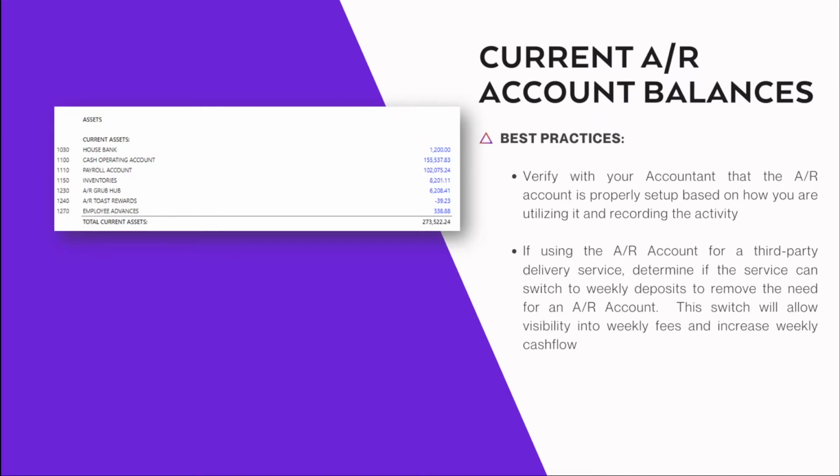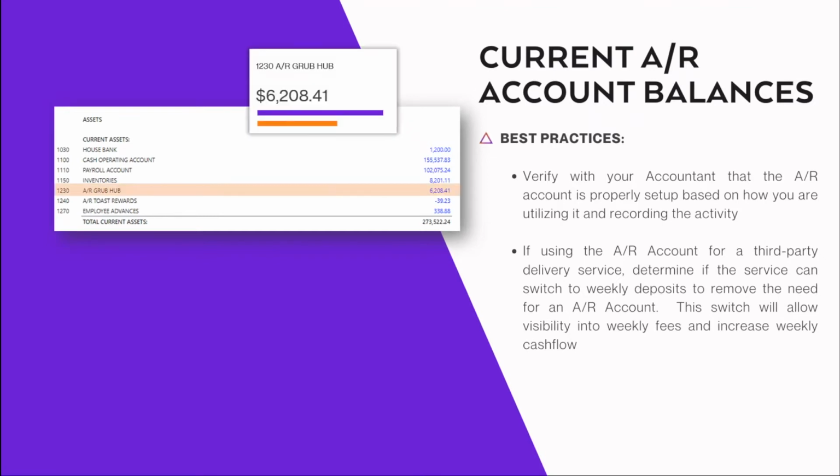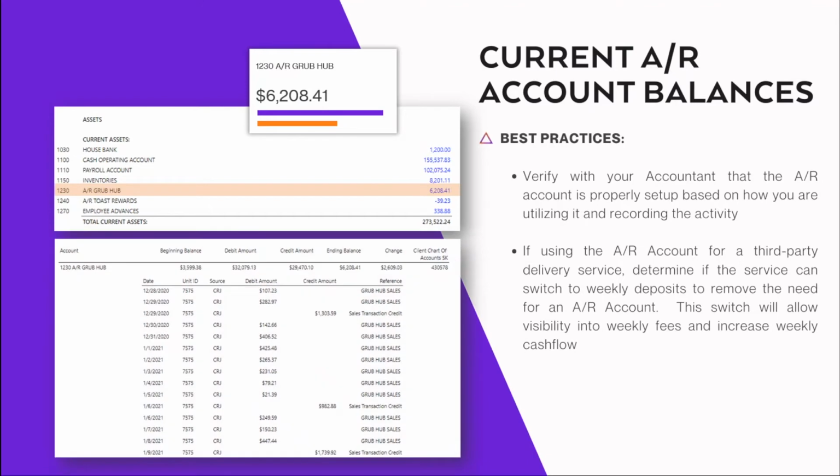In this example, the AR account holds a balance of just over $6,200. When drilling into the trial balance, you can see that the total amounts that are deposited into the bank differ from the amounts collected, which most likely represents the fees to the restaurant. In this case, the restaurant would get a transaction statement from their vendor, determine the fees, and have the accountant reclass the fees from the AR account to the expense account. Once complete, the AR account balance would only reflect what is truly owed to them from Grubhub.